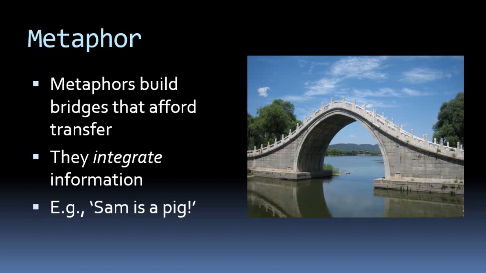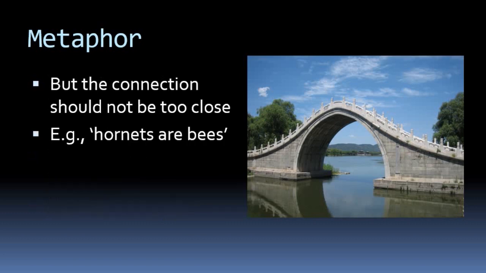Now, transfer is fickle. Transfer is tricky. It doesn't always work. The things that you're transferring between can't be too close and they can't be too far away. So for example, hornets are bees. How's that for a metaphor? Does that help you a lot? Did you learn anything there about hornets? They have wings, they're flying things, they're bugs, no? It's a bad metaphor, right? It's a terrible metaphor because the things that you're trying to transfer between are much too close together.